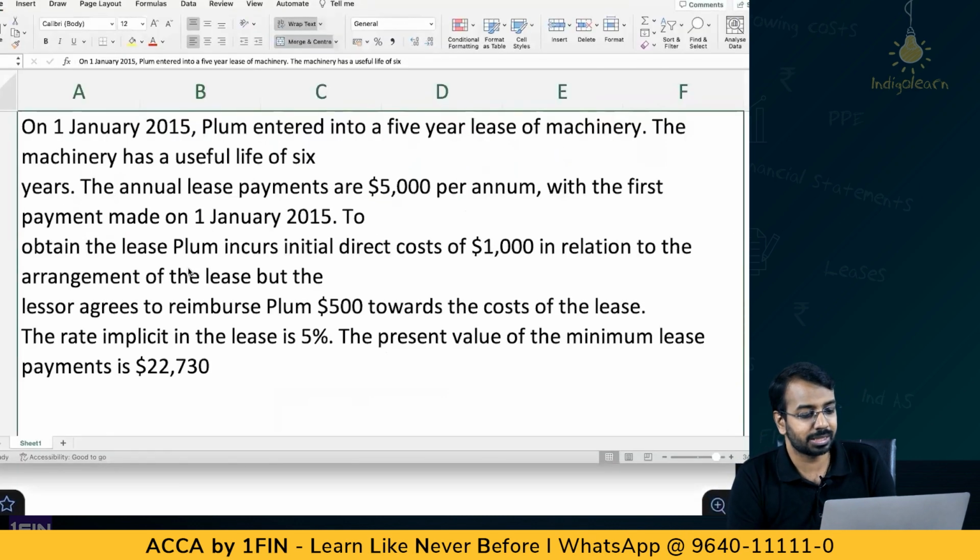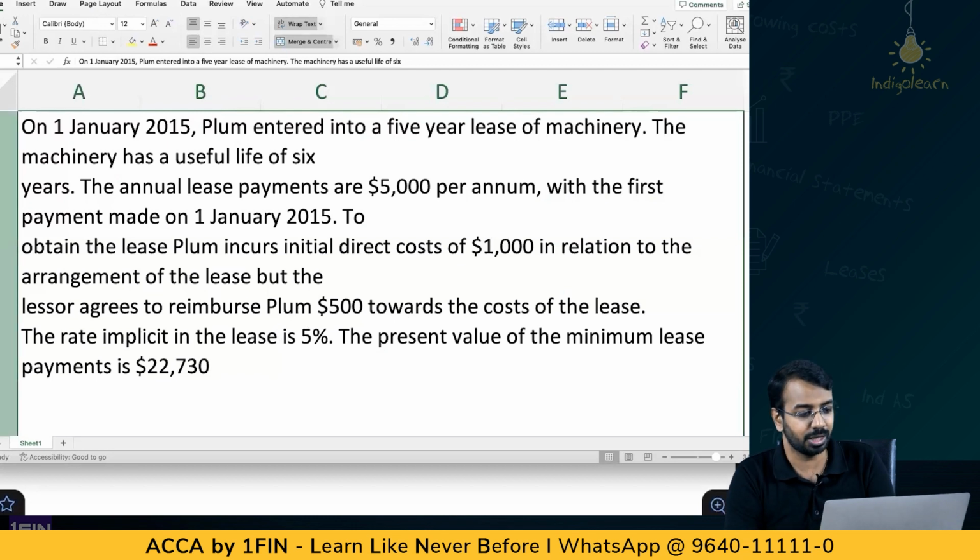To obtain the lease, Plum incurs initial direct cost of 1,000 and the lessor agrees to reimburse 500 towards the cost of the lease. So the 500 reimbursement that the lessor is giving is lease incentive. The rate implicit in the lease is 5%. Present value of the minimum lease payment is 22,730. So they themselves have given the present value of lease payment as 22,730.